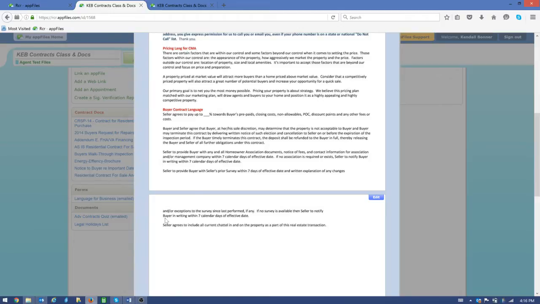And then seller agrees to include all current chattel in and on the property as a part of this real estate transaction. Some of you guys have used this and you didn't really understand it, and so I want to make sure everyone who listens to this particular class hears me when I say, that is not a line you want to commonly use. You only use this line or paragraph when the buyer wants to keep all the seller's furniture. So they want their furniture and their art, pretty much everything except their clothes and their bed sheets.